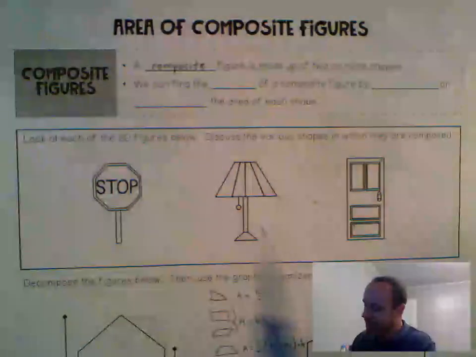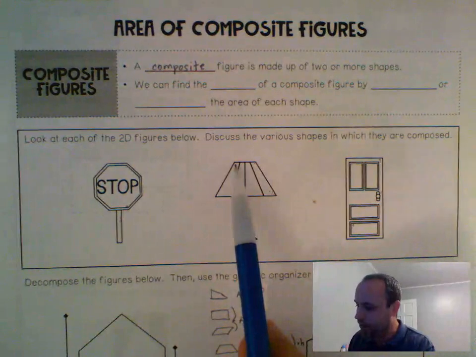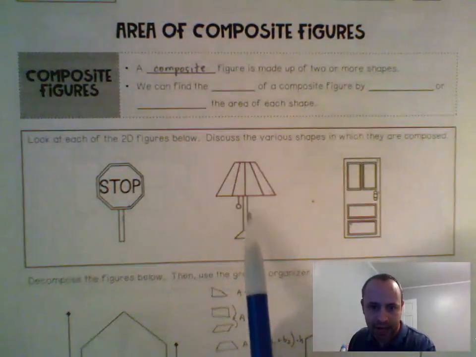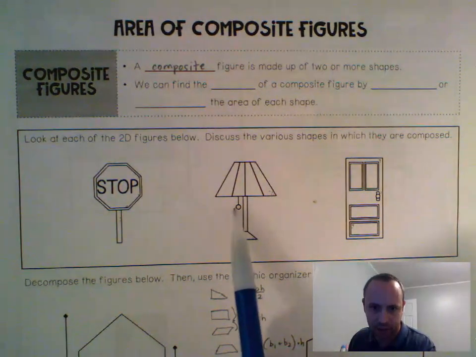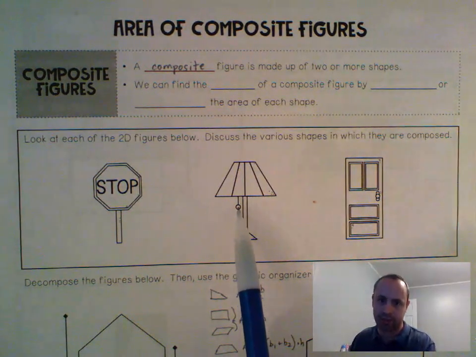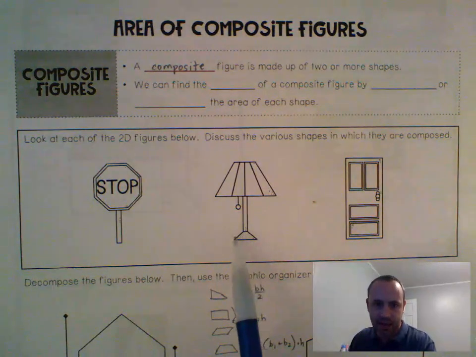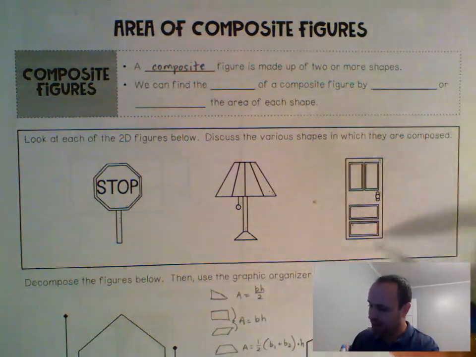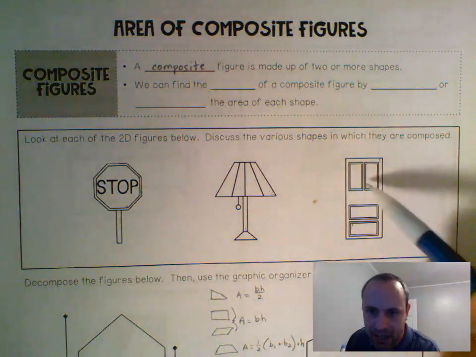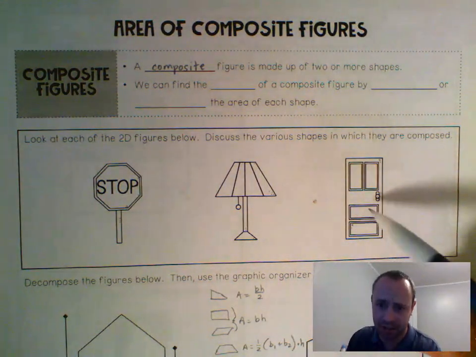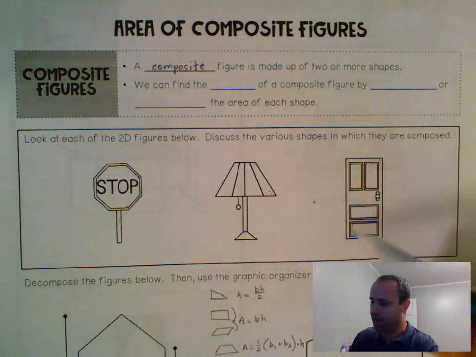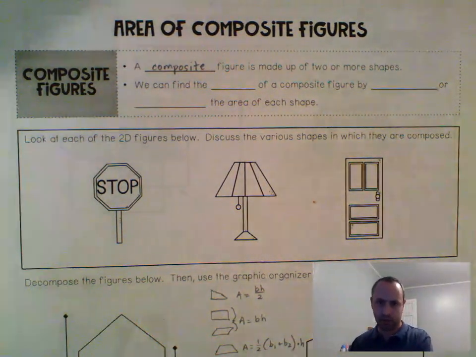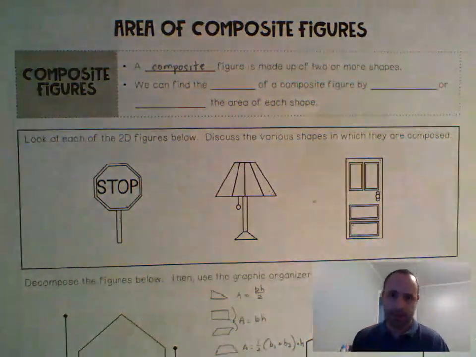If you look at this lamp, up here you have a trapezoid, and then in the middle you have a rectangle. We're going to ignore that little pulley thing that you turn the light on with. And then down here you have another trapezoid. Over here, this door, you have a rectangle, but then you have to subtract out the windows because all these windows are rectangles. So if you want to find the area of the door, you have to find the area of the whole thing and then subtract out the windows. And that's what we're going to be doing today.